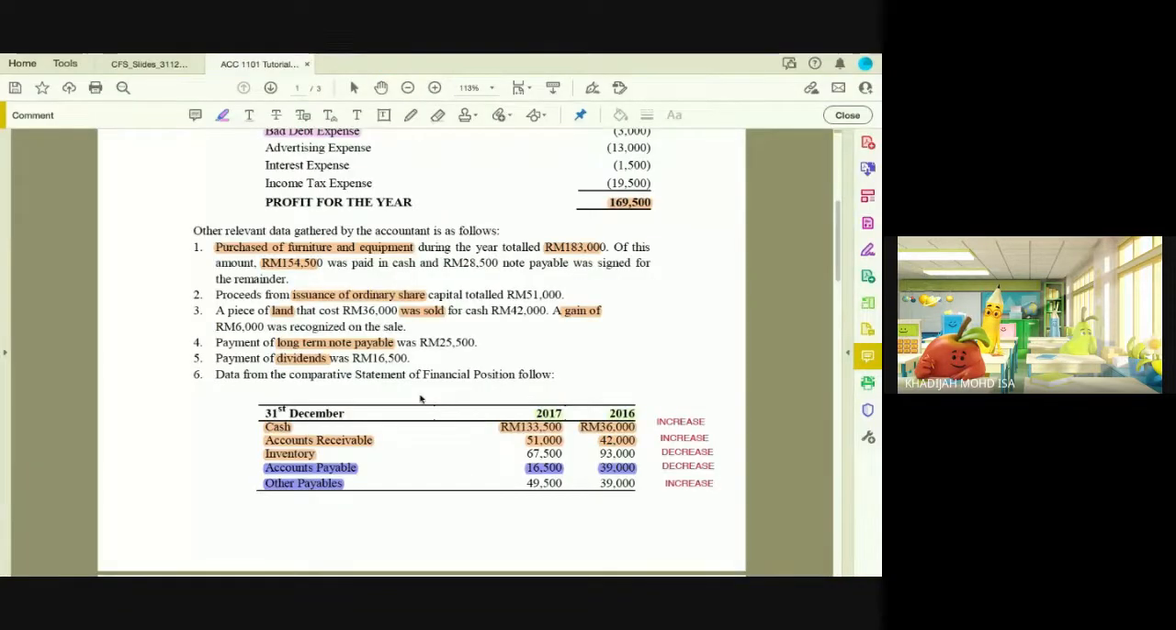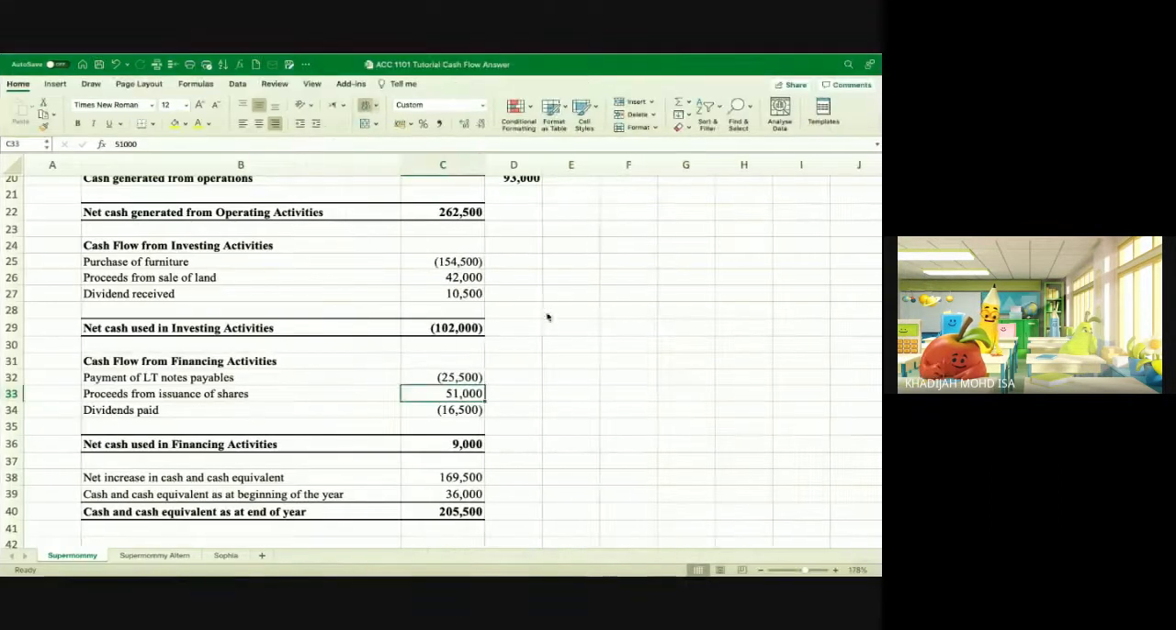All right, and then you have a piece of land cost 36,000, sold for 42,000. A gain of 6,000 was recognized on the sale. So the gain here goes to your operating activities. But the cost here, you receive cash of 42,000. This 42,000 should appear in your investing activities. Where is your 42,000? You have this 42,000 because of proceed from sale of land. Why do you put it in there? Because you receive cash of 42,000.